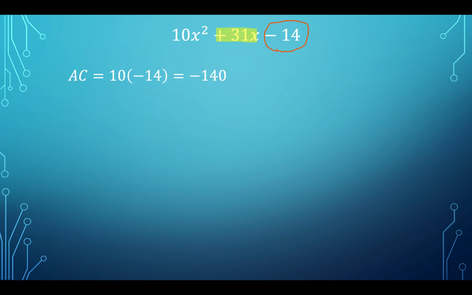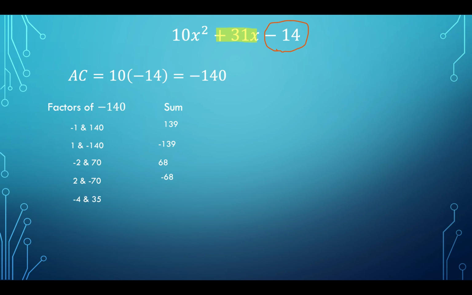We got to find factors of negative 140 that add up to 31. So let's list our factors of negative 140 and their sum. So we can do negative 1 times 140, and their sum is 139. We can also do 1 times negative 140, and their sum is negative 139. We could do negative 2 and positive 70. Their sum is 68. We could also do 2 and negative 70, and their sum is negative 68.